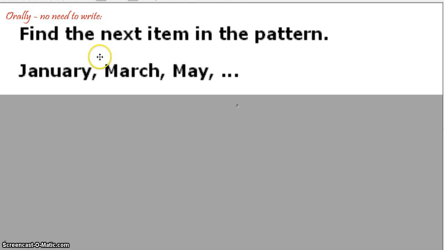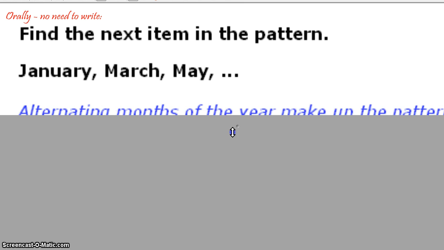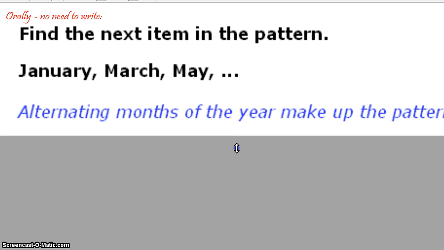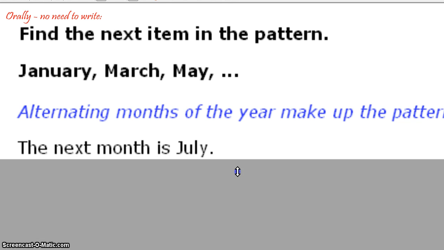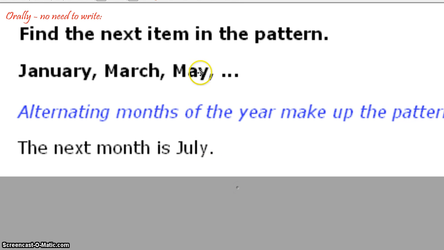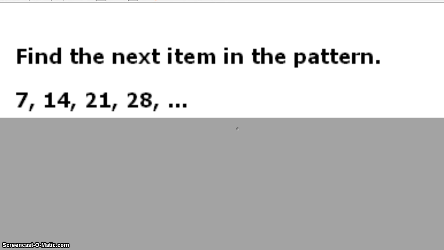January, February, March, April, May, June, July. You got it, July. So what we see here is a pattern that shows us alternating months of the year. And so the next month, the next alternating month, if we skip over June, would be July. Here's a number pattern. Go ahead and jot the number pattern down and see if you can name the next item in the pattern.